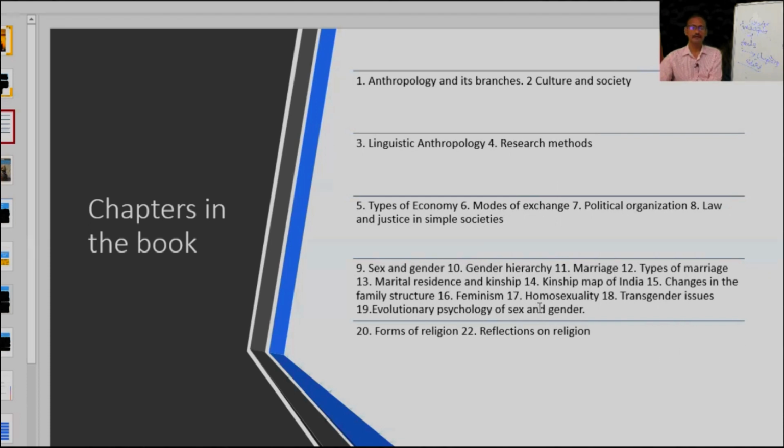And I added homosexuality, transgender issues, and evolutionary psychology of sex and gender. Evolutionary psychology of sex and gender is done out of my interest. Then forms of religion and reflections on religion. Reflections on religion also I have done out of my interest. I add some chapters which I think are important, which I think students should know. That's how I added evolutionary psychology and also reflections on religion. So totally 22 chapters.